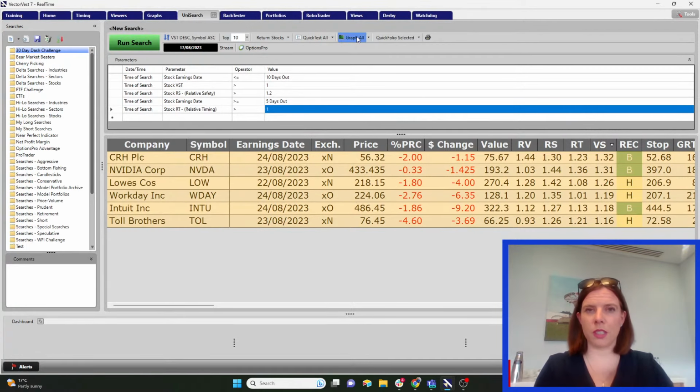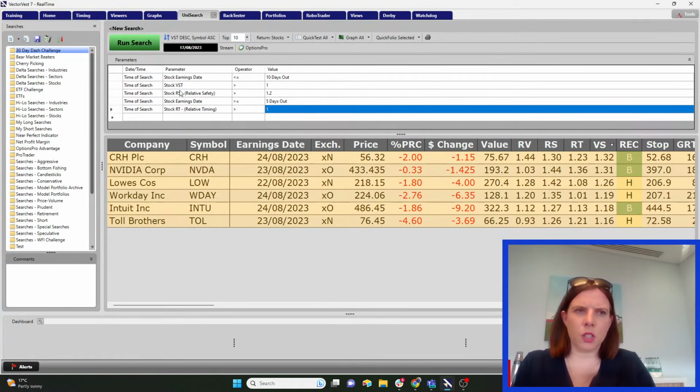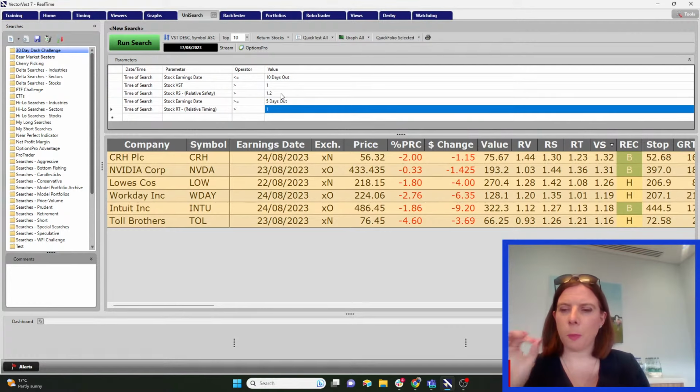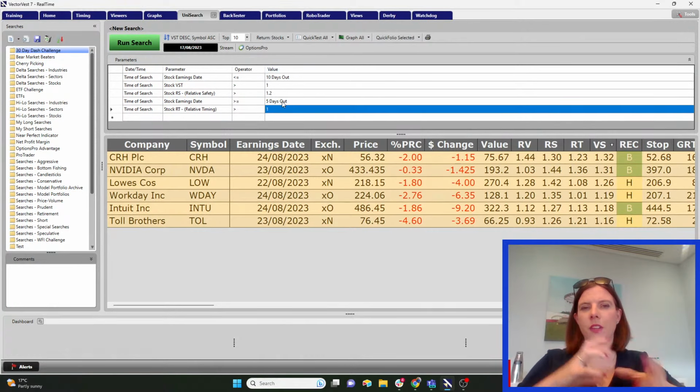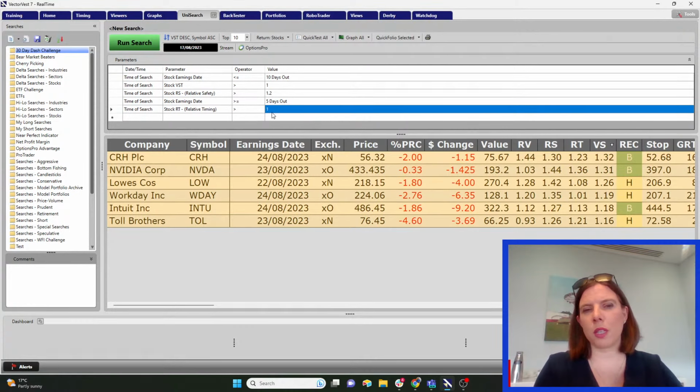Just very quickly, let me run this test. I'm going to quick test all of these. I would have looked at these on the 17th of August. All of these stocks had earnings coming out. At the time, three of them had buy ratings. All of them were above 1 on VST. Relative safety was above 1.2. That means it had consistency and predictability of financial performance above 1 and above 1.2. The earnings dates, yep, we've already discussed that, are between 5 and 10 days away. And then I also want the momentum in these.